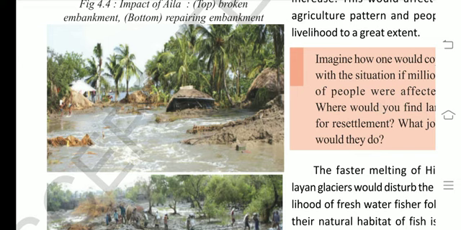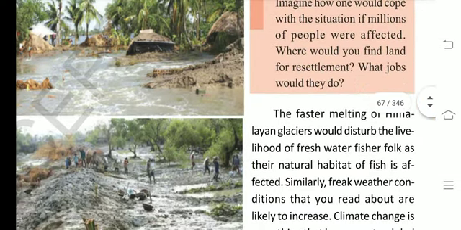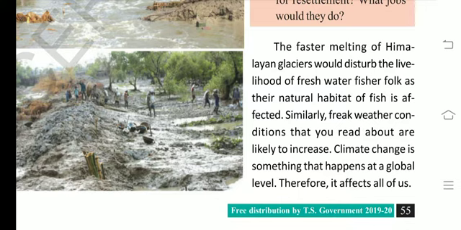Another important result, sorry, not effect, result of global warming is fast melting of the glaciers at the Himalayas. Understand? If glaciers melt very fast, then it would disturb the livelihood of the fisher folk, right? Many people who depend on catching fish for their livelihood would lose their livelihood. Freak weather conditions would increase. So climate change is happening throughout the globe. It's not at one place. If it takes place at one area, it would affect the whole earth, right?